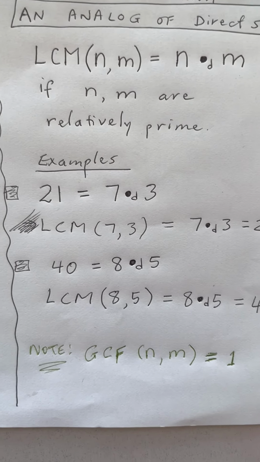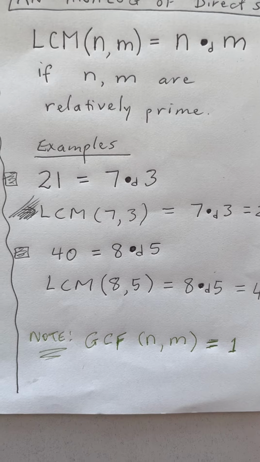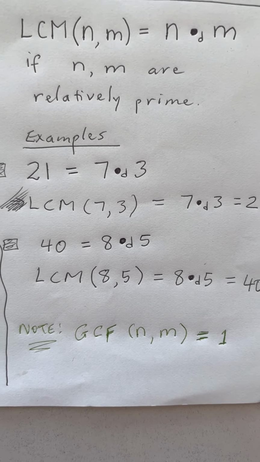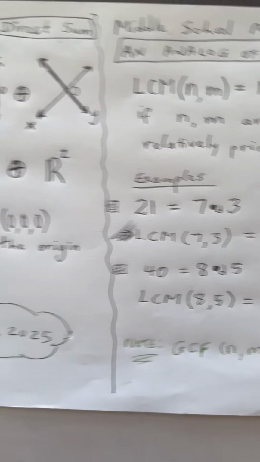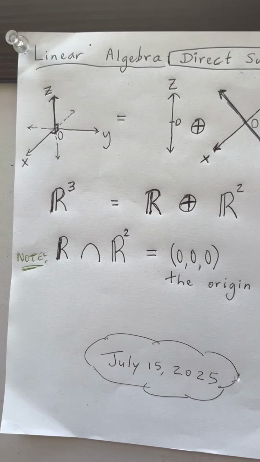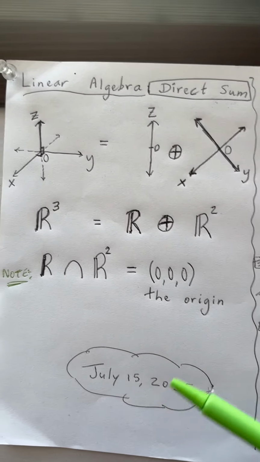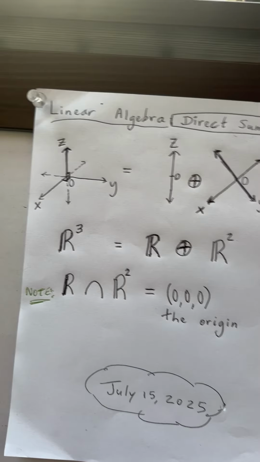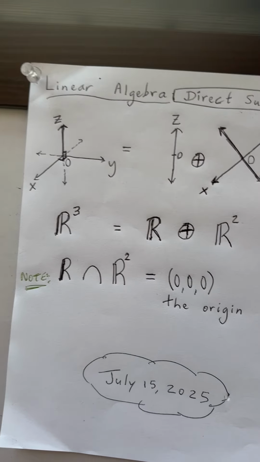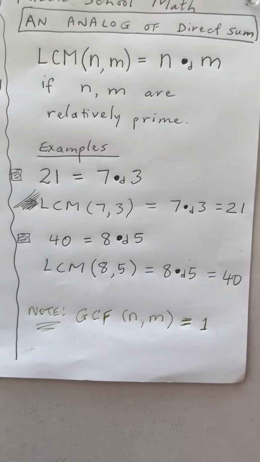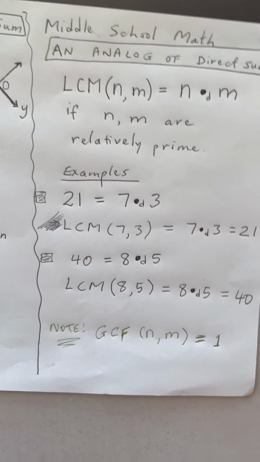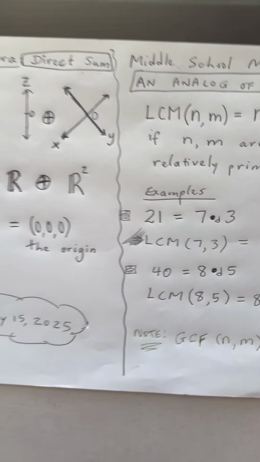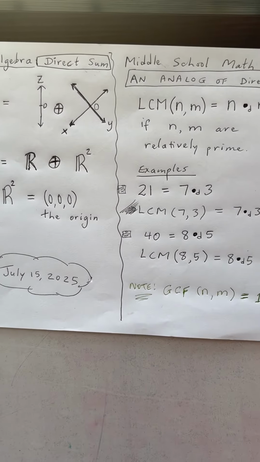This happens obviously because the GCF of N and M is equal to 1 in these cases, as you can see here. I hope you can see the similarity between the concept of the 0 being the only intersection of R and R2. And here, N and M has only 1 as the greatest common factor. So hopefully you can see some relationship here in this short video.